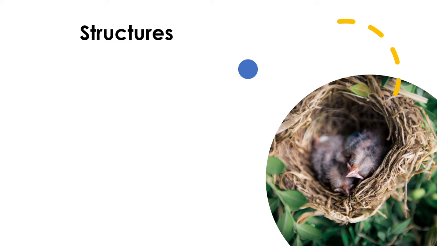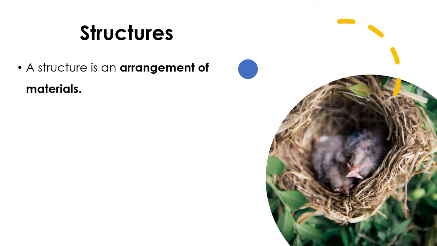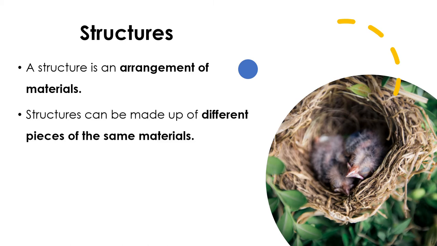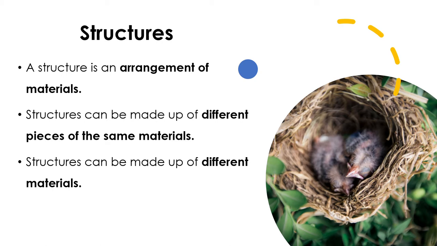Structures. So now we're going to review what a structure is. A structure is an arrangement of materials. Structures can be made up of different pieces of the same material, so the same thing throughout, but just in different pieces arranged together, or a structure can be made up of different materials completely. Every structure has a special job to do.